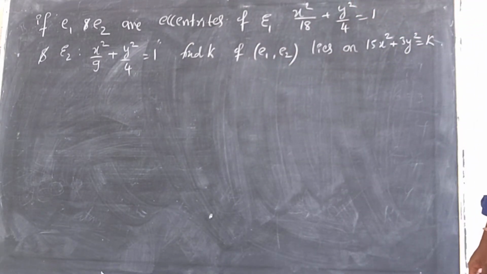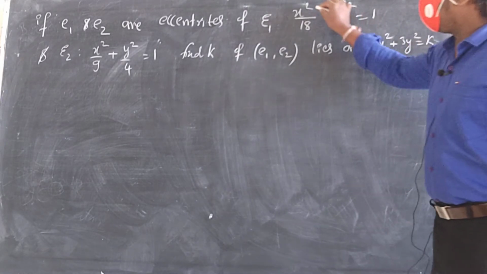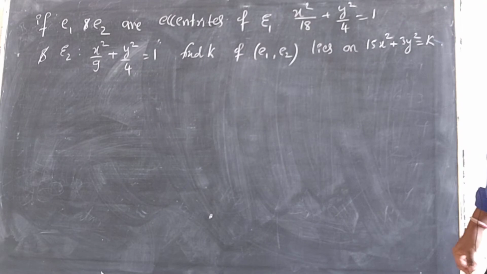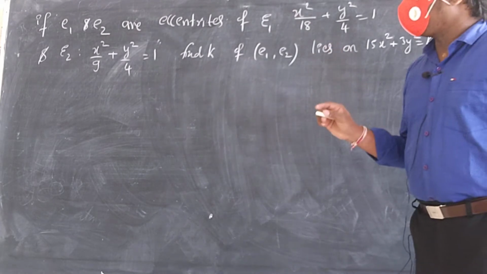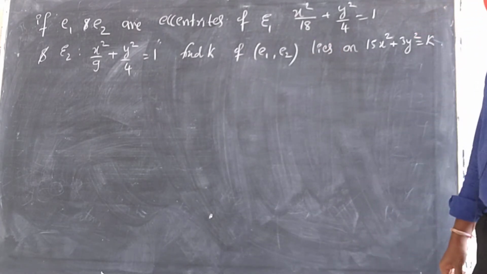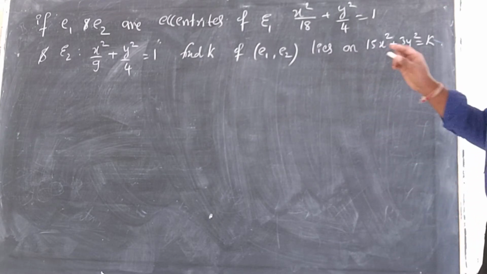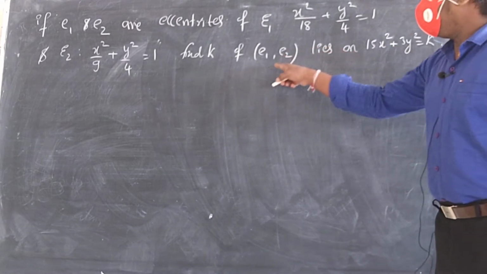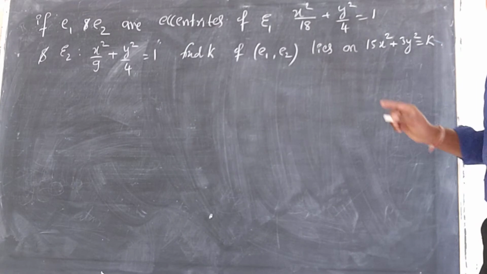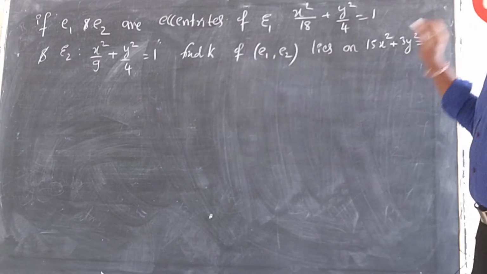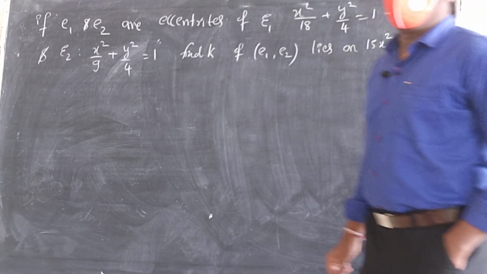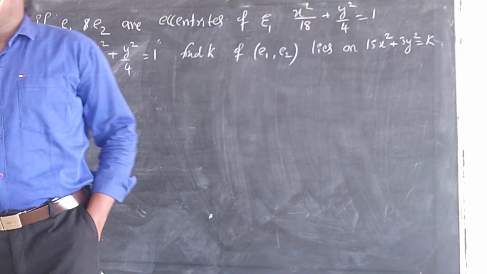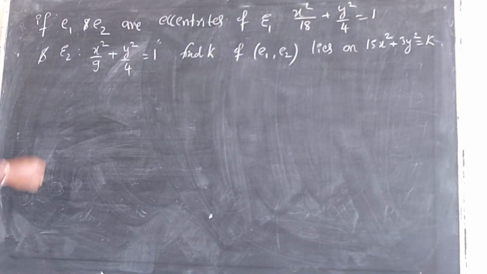If E1, E2 are two eccentricities of the ellipse x square by 18 plus y square by 4 equal to 1 and the ellipse 2 x square by 9 plus y square by 4 is equal to 1, find the value of k if E1, E2, eccentricity 1 and eccentricity 2, lie on this ellipse. What is the value of k? That is what they asked. So how to solve such kind of questions here?